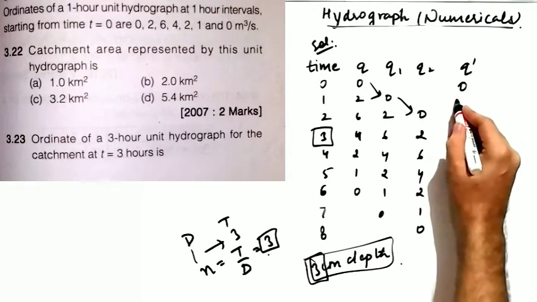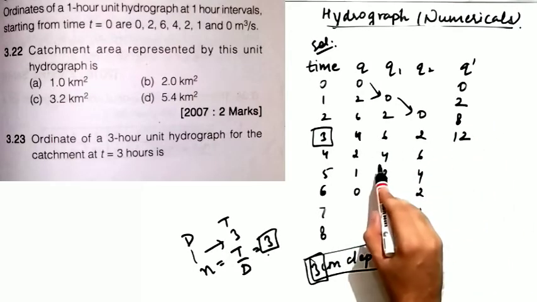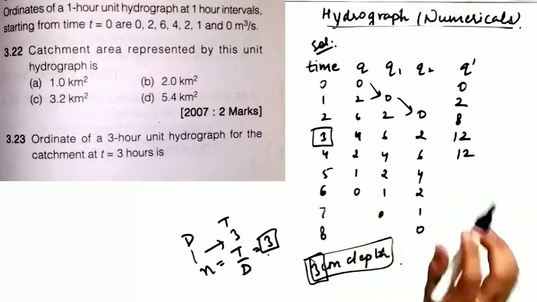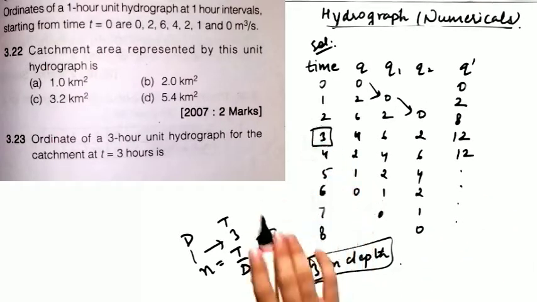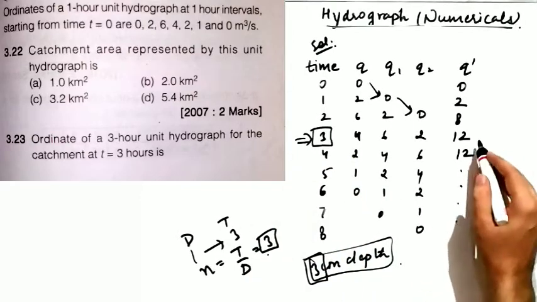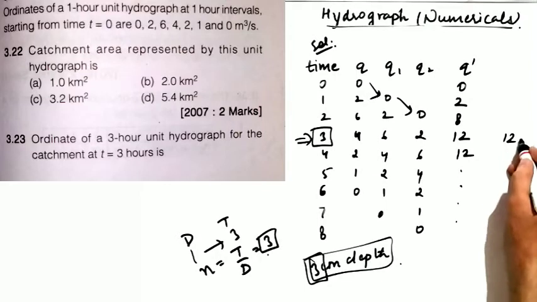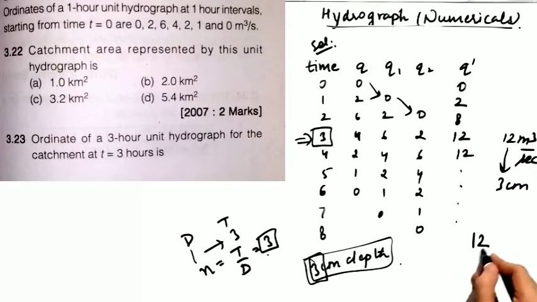This will be 0, this will be 2, this will be 8, this will be 12, this will be again 12. See, you do not need to calculate every single data since you are only asked to calculate the discharge at t equals 3. So the total discharge at t equals 3 is 12 meter cube per second, but this is for a depth of 3 centimeter. Now you have to calculate it for a depth of 1 centimeter, so you will divide 12 by 3. So it will come out to be 4 meter cube per second.